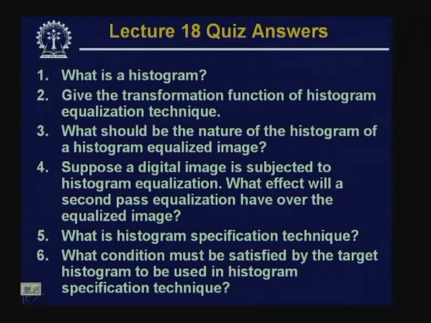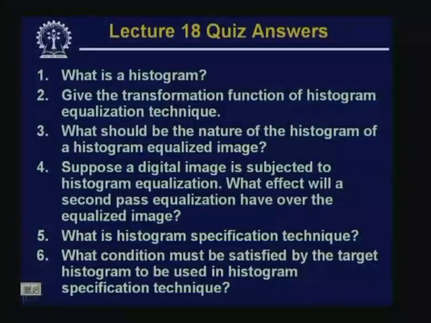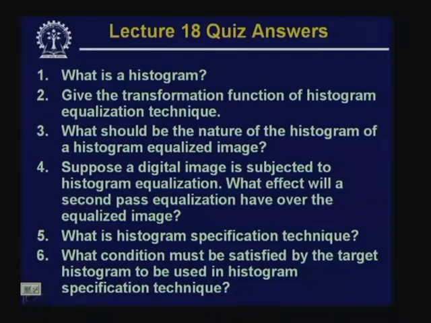The sixth one is again a tricky one. What condition must be satisfied by the target histogram to be used in the histogram specification technique? In the histogram specification technique, the target histogram is used for inverse transformation, that is G inverse. So, it must be true that the transformation function G has to be monotonically increasing, and that is only possible if you have the value of p_z(z) non-zero for every possible value of z. So, that is the condition that must be satisfied by the target histogram.